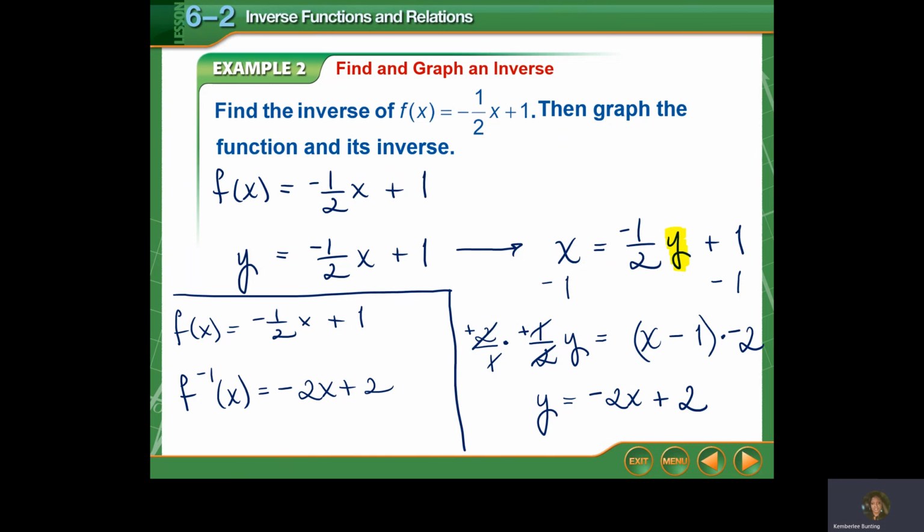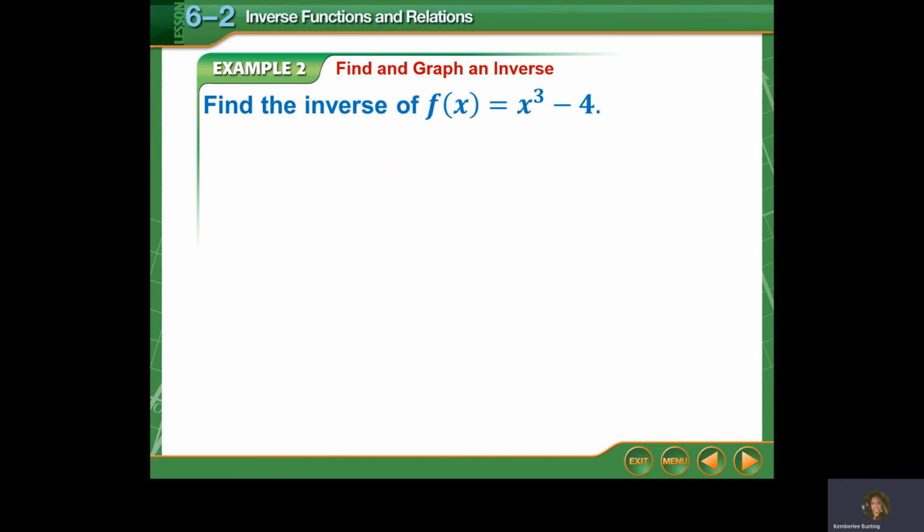May I proceed? All right, so let's talk about this one. Put a little bit more stank on it, right? Find the inverse of f of x equals x cubed minus 4.